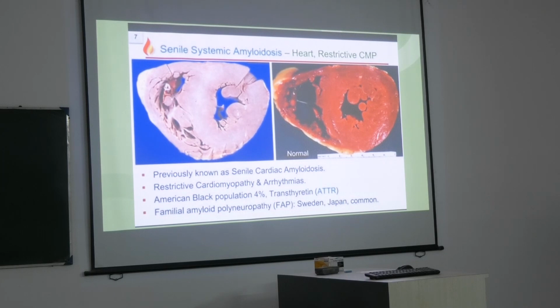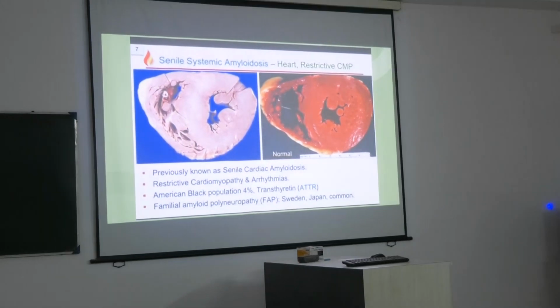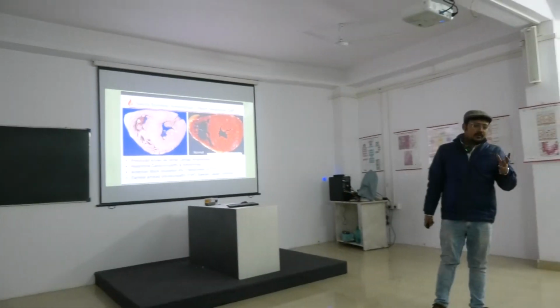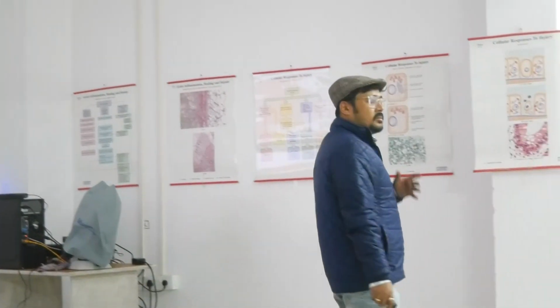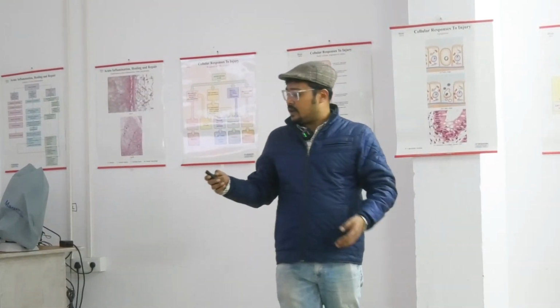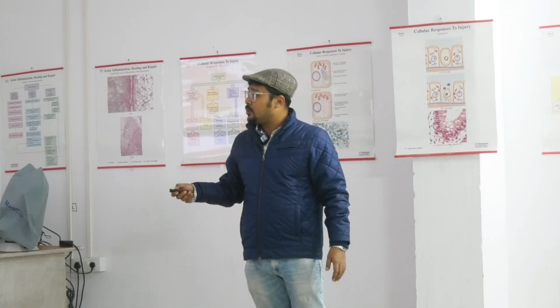Now heart, bigger heart. So this is a case of senile systemic amyloidosis, and this is the picture. Originally all the gross specimen pictures are from autopsy tissue, okay, from the Department of Forensic Medicine. Whenever the patient voluntarily, or the family members of the dead voluntarily, appear for the biopsy, autopsy or postmortem, then we can get such kind of specimen in our museum.